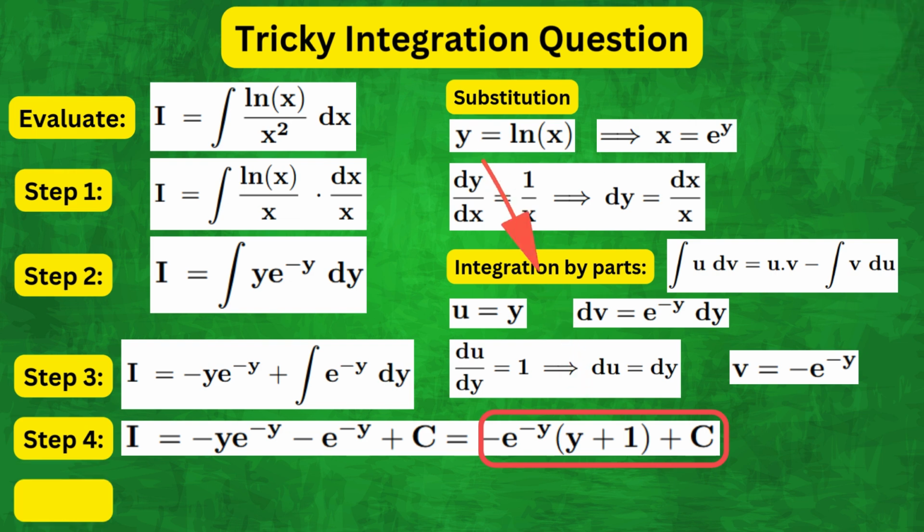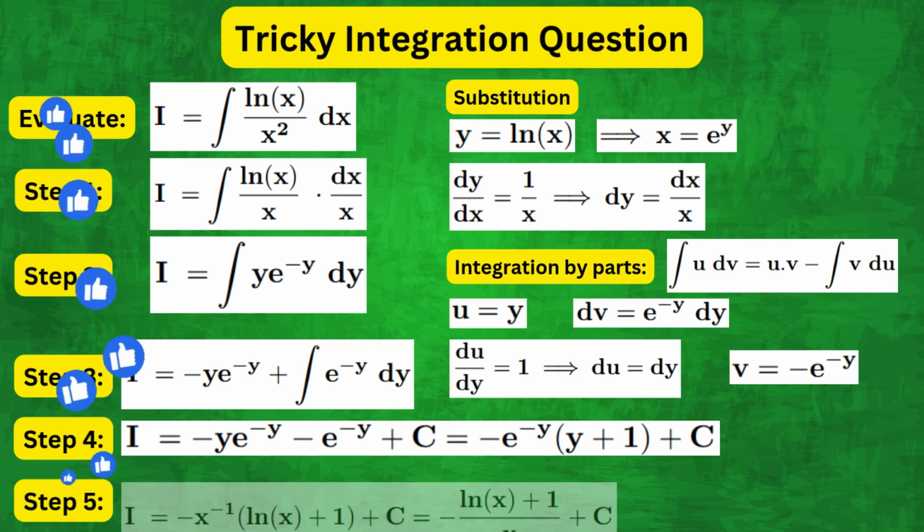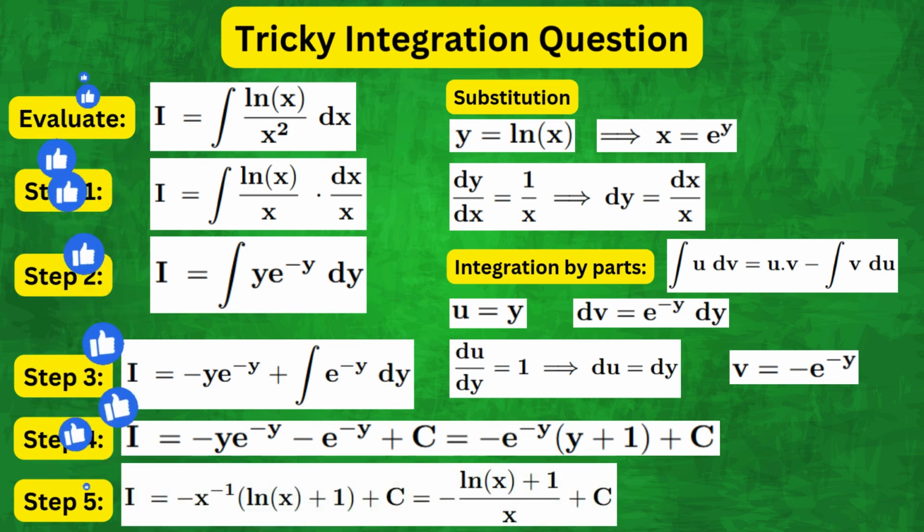Finally, subbing y equals natural log of x back in, we get minus natural log of x plus 1 over x plus c, which is the answer.